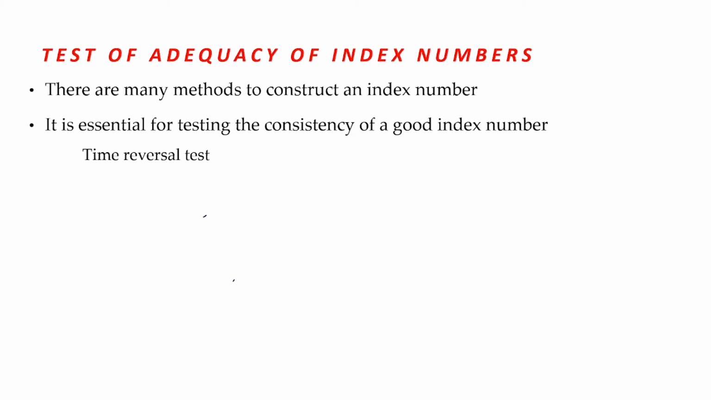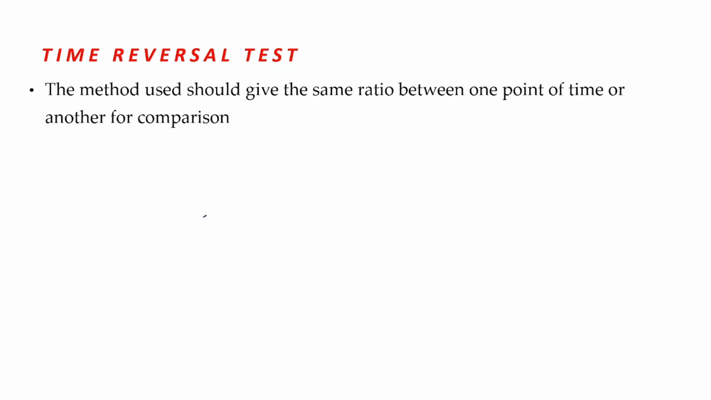Under that we are going to see only what is called the time reversal test. So we will see what is time reversal test, and we'll solve some problems on this. According to this time reversal test, the method that we use to find the index number should give the same ratio between one point of time or another for comparison.